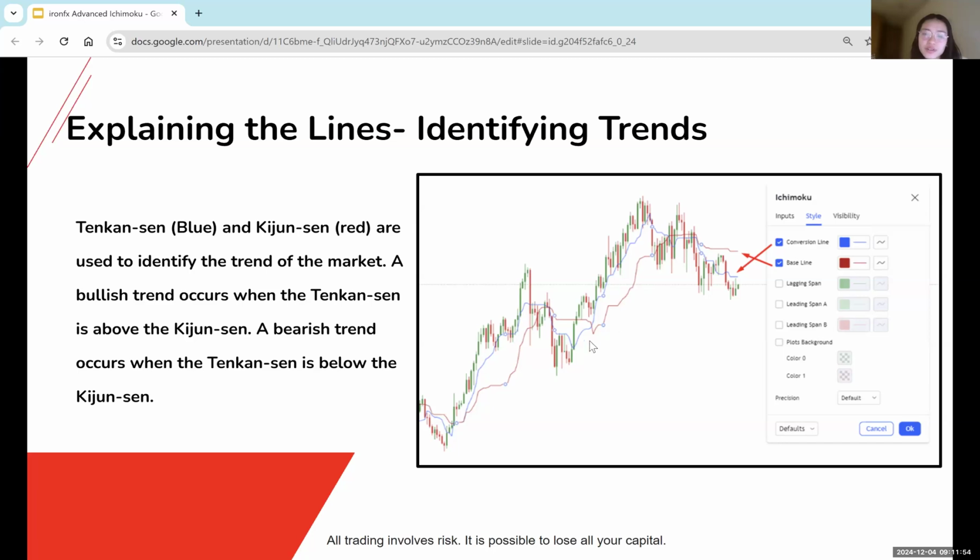So over here, we can see very clearly with prices moving upwards, the blue line is above the red line. Once there is that kind of switch, and the blue line crosses below the red line, then that is the start of a bearish trend.